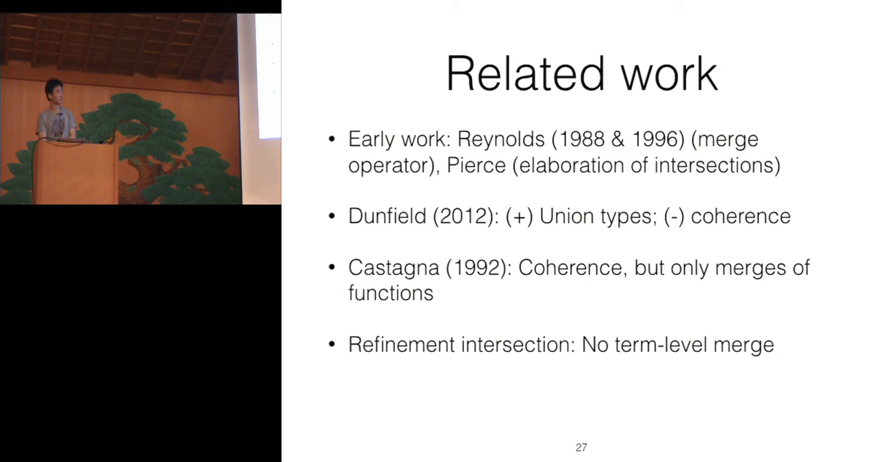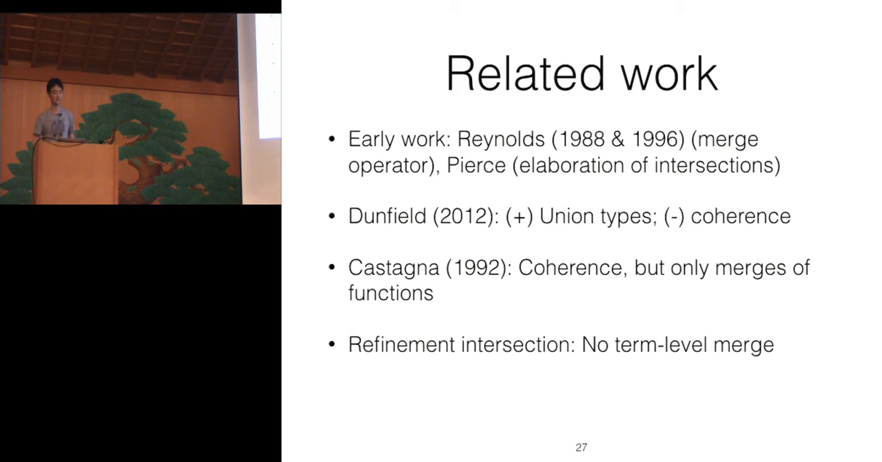So there is a bunch of related work in this line. Reynolds has proposed the merge operator in his calculus, and Pierce introduced the idea of elaborating the intersection into products. What is most closely related to our work is Dunfield's work. The difference is that he also considers union types, but he also leaves coherence as an open question in his paper.